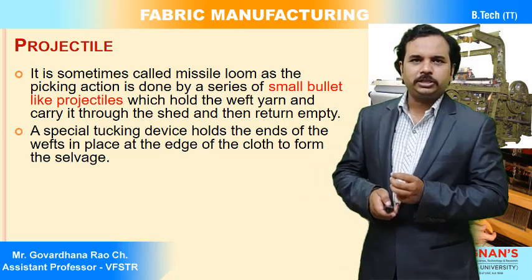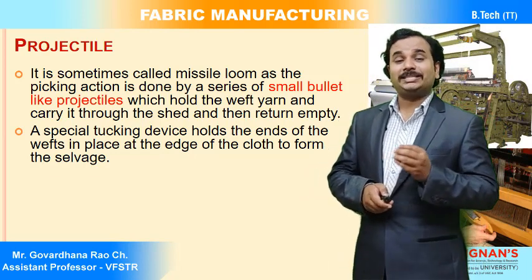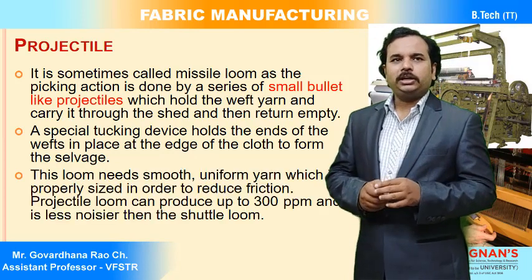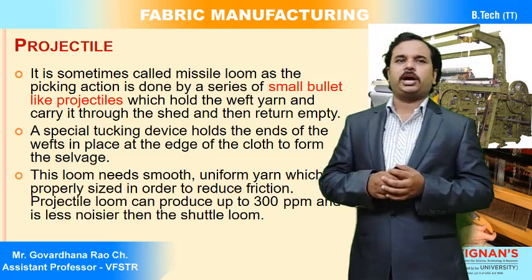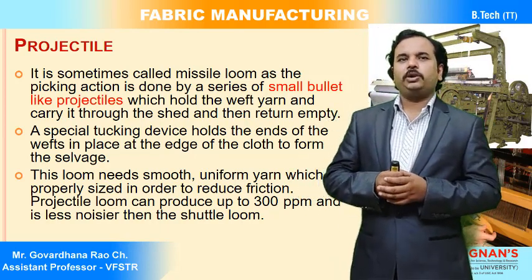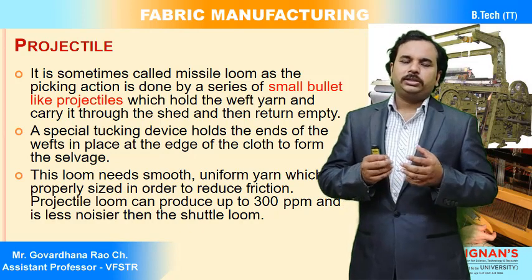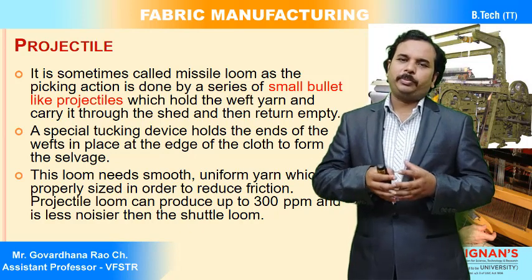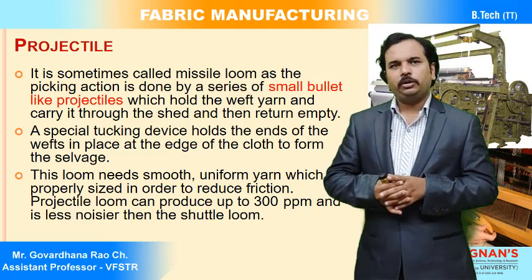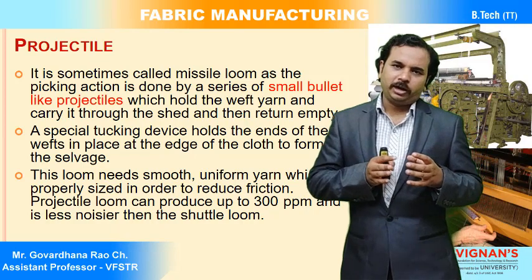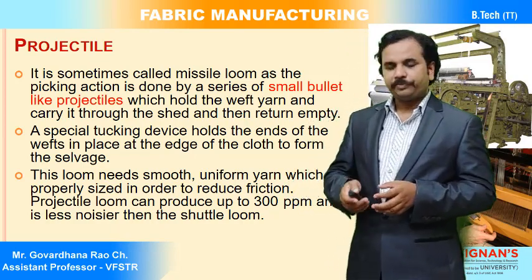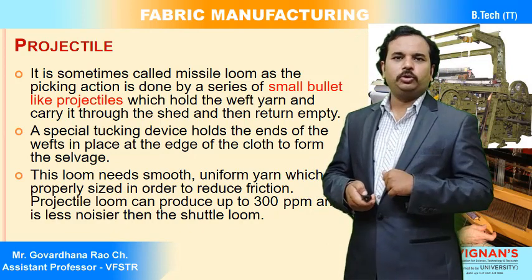This is the selvage mechanism we use in projectile looms. These looms need smooth and uniform yarn which is properly sized in order to reduce friction. Projectile looms can produce up to 300 picks per minute, and we can even go up to 400 picks per minute, with very little noise compared to shuttle looms. This is how the projectile loom is.